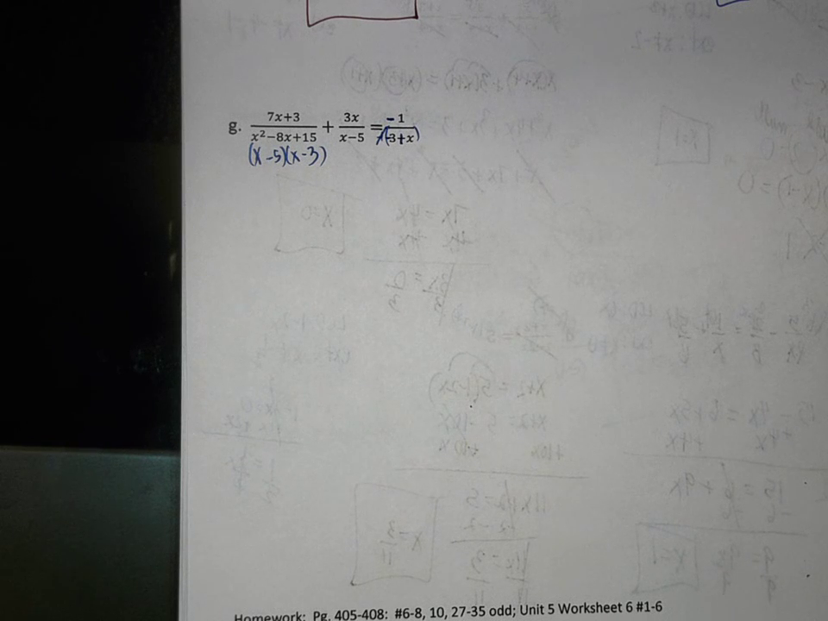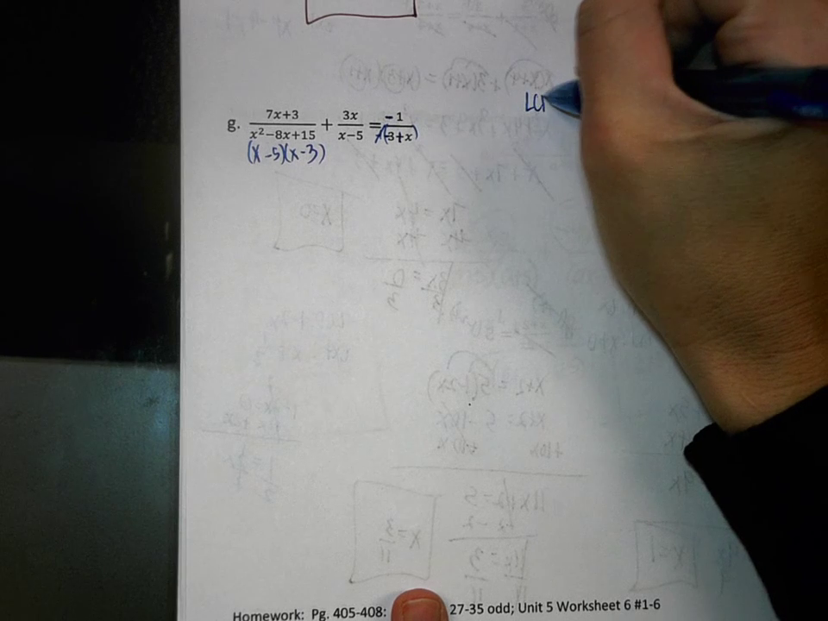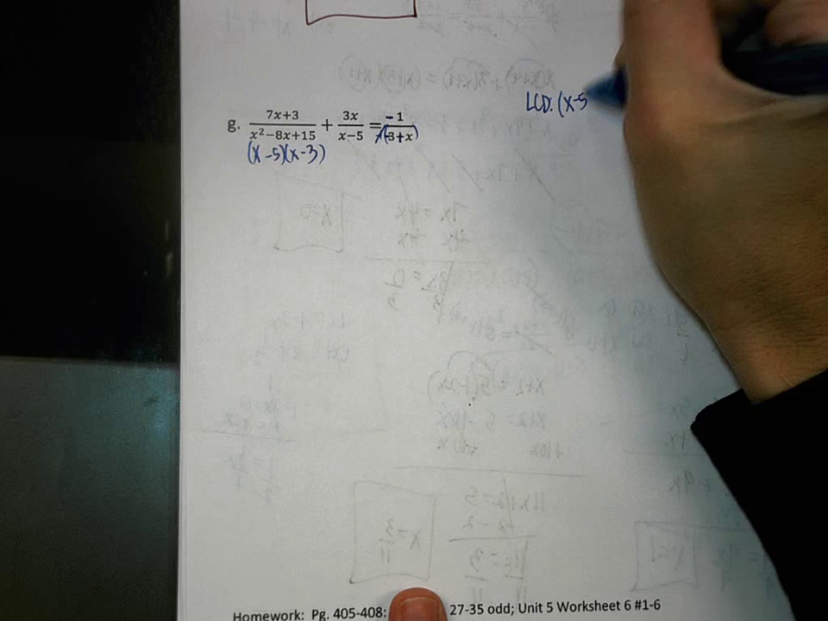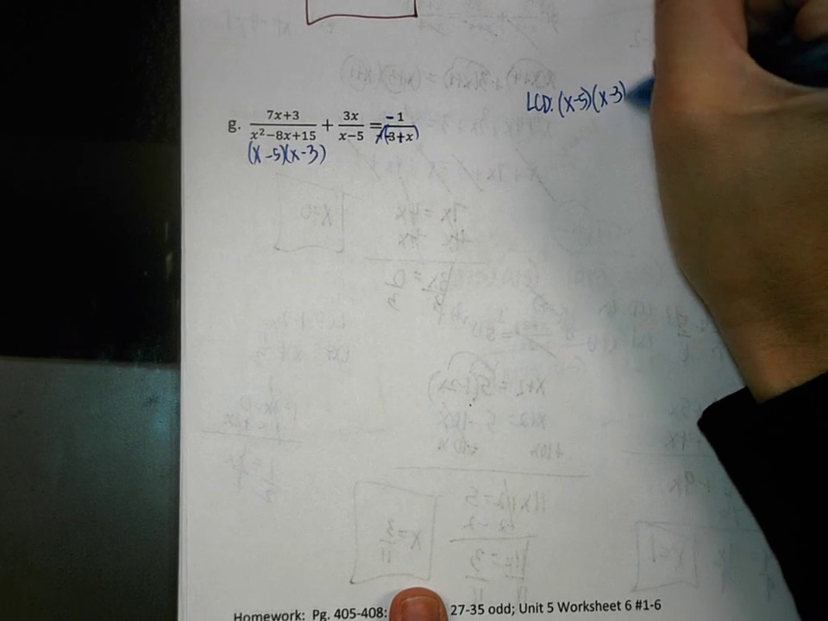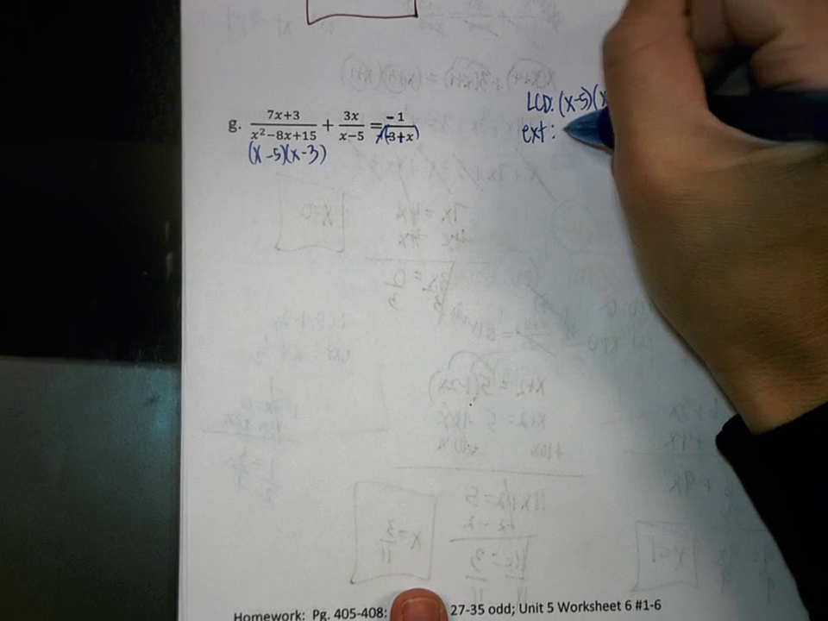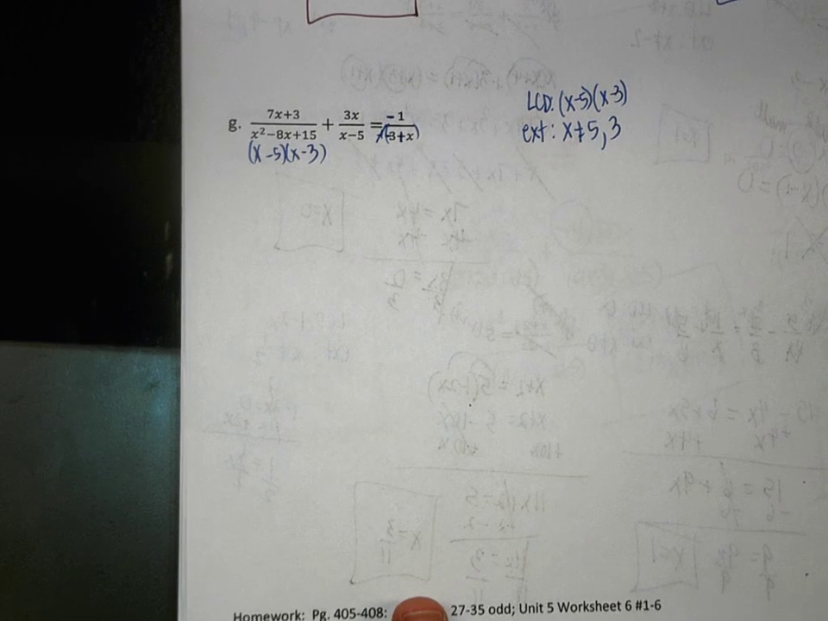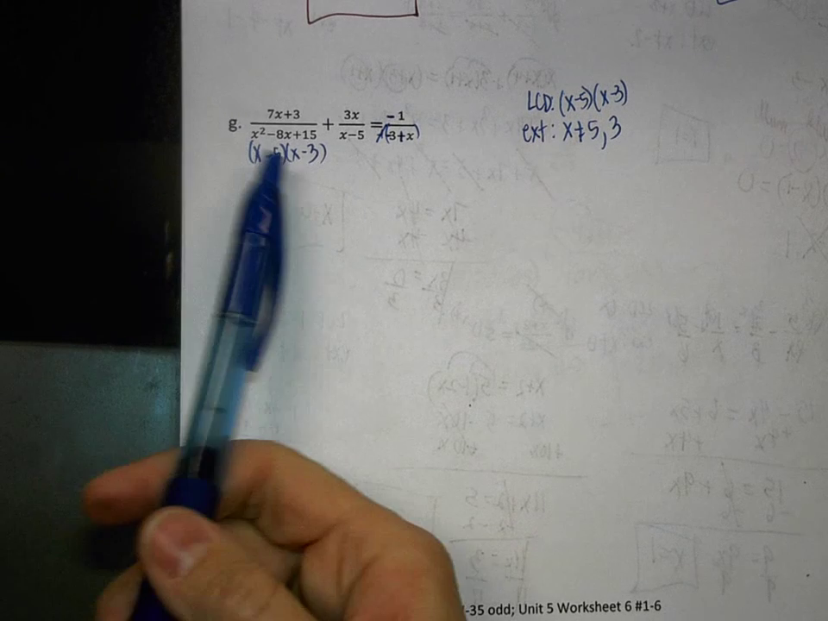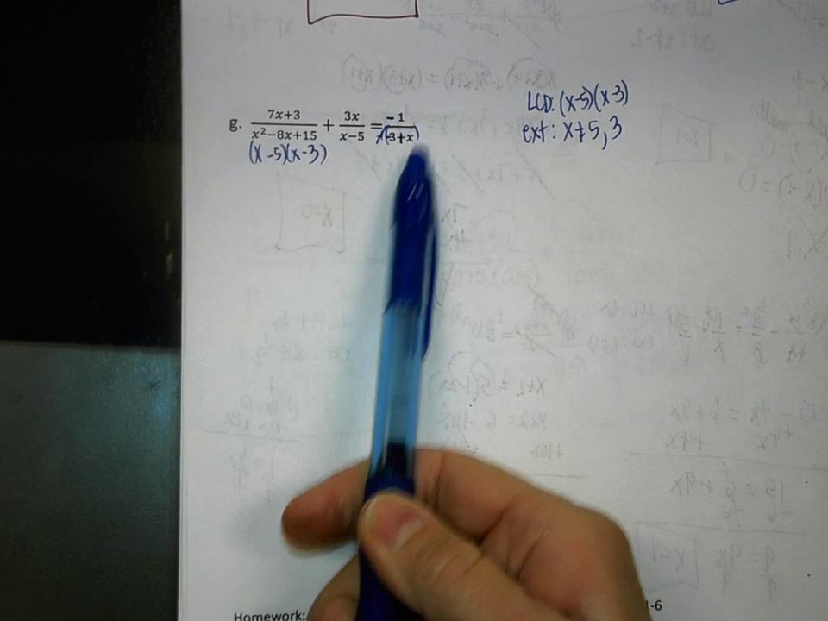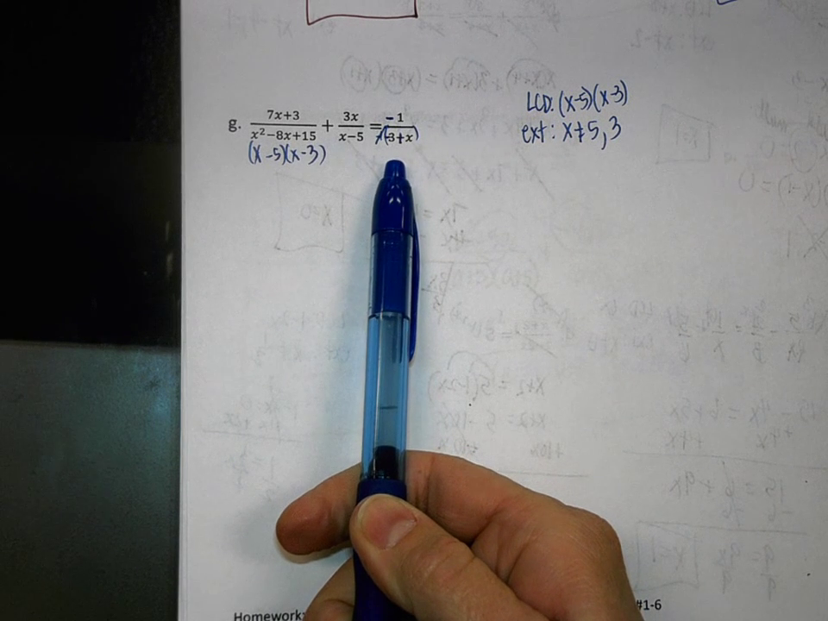Okay, so what is my LCD then on this problem? x minus 3 and x minus 5. Good. And if we set our denominators equal to 0, what are my extraneous solutions? Positive 5 and positive 3. Okay, so this one, we get a positive 5, a positive 3. This one, I get a positive 5. This one, I get a positive 3. Okay. Are we good? All right.